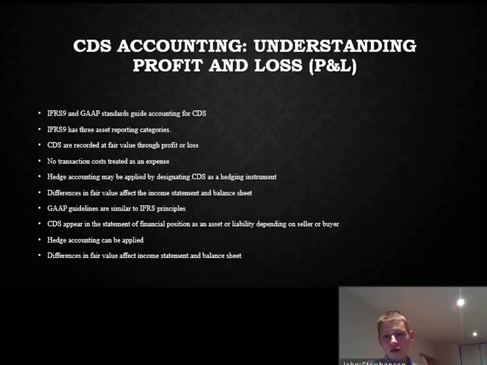In the case of a gain in the transaction, the credit swap account is debited and the income account is credited. The reverse applies in the case of a loss in a transaction. That is, as per the GAAP accounting guidelines, which are more or less similar to the IFRS principles. Depending on whether the company is the seller or the buyer, the CDS appears in the statement of financial position as either an asset or liability.